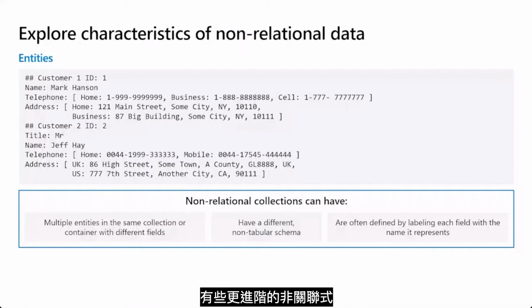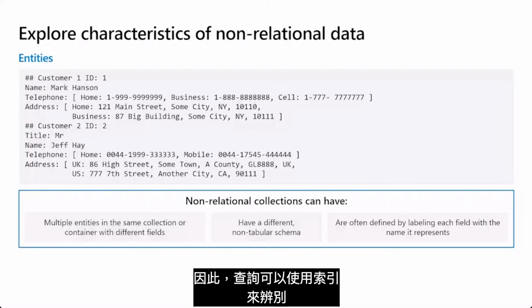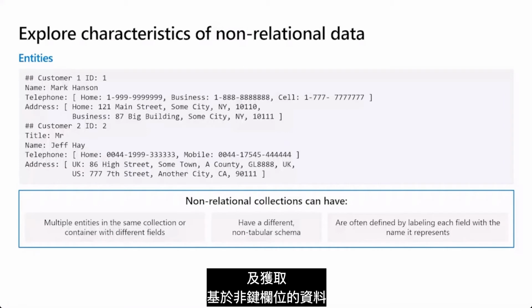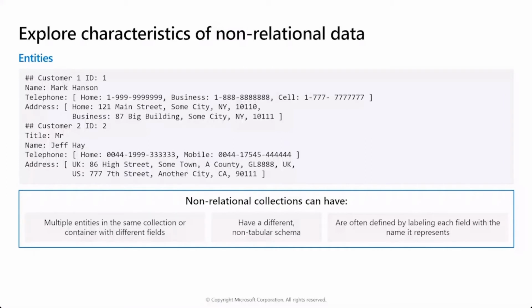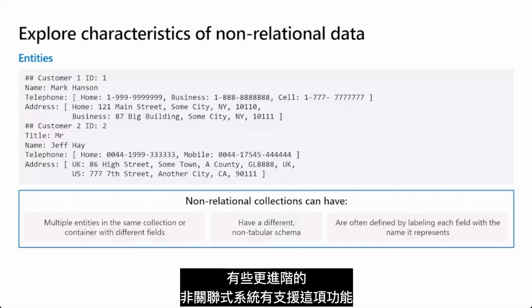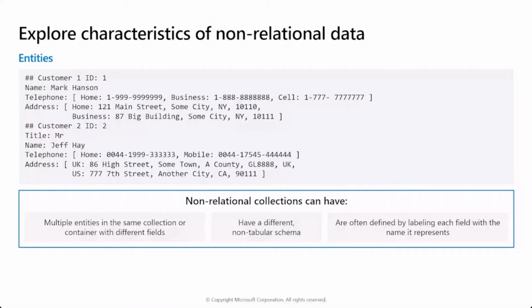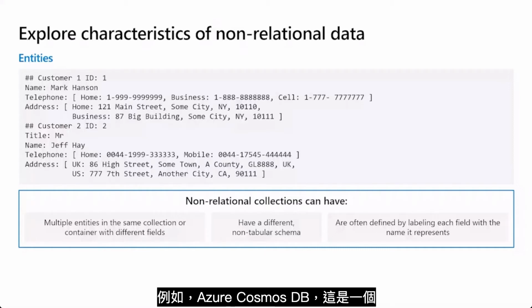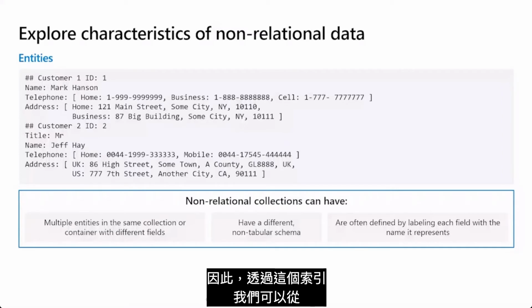Some of the more advanced non-relational systems support indexing, much like the indexing in a relational database. So queries can then use the index to identify and fetch the data based on a non-key field. Some of the more advanced non-relational systems that support this are, for example, Azure Cosmos DB, which is a non-relational database management system that's available in Azure. With this indexing, we can actually query non-key fields from a non-relational database.